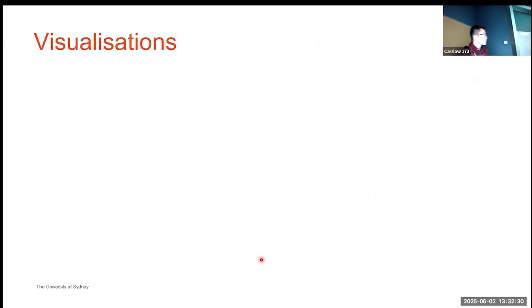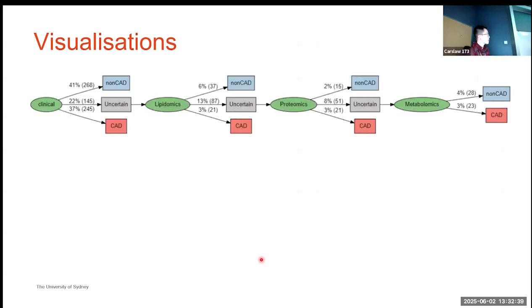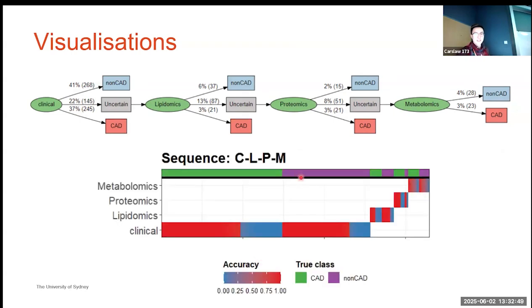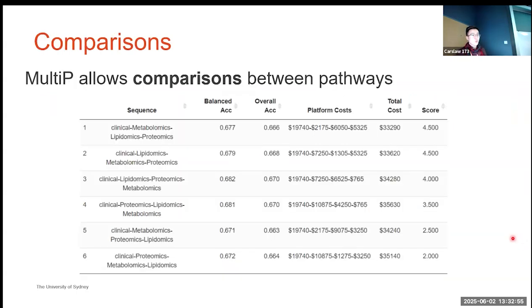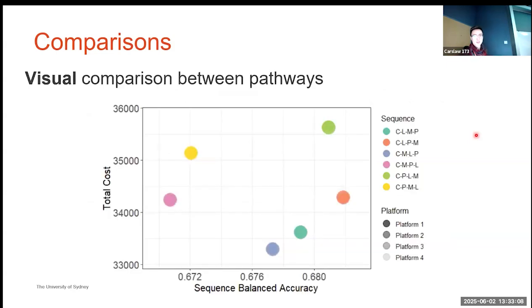Okay. And as a part of this project, we also came up with a lot of different visualizations and ways of summarizing these pathways. So here, this is a flow chart that shows what proportion of the population gets classified at each stage. And here, this is a more detailed look at that, but I won't go through that in the interest of time. We can also compare a few different candidate pathways. So here, these are a few different pathways that we're testing, looking at different orders of the omics platform. And then we also have a visual comparison as well.